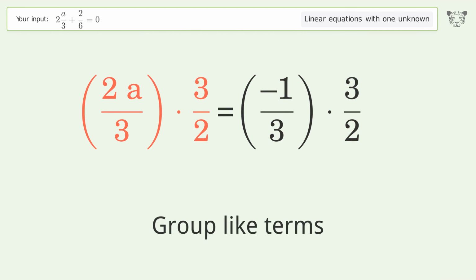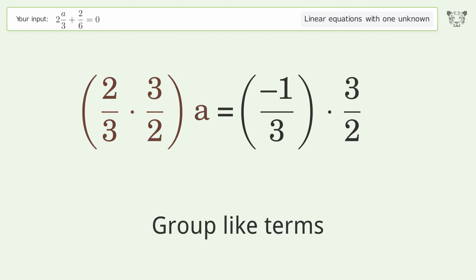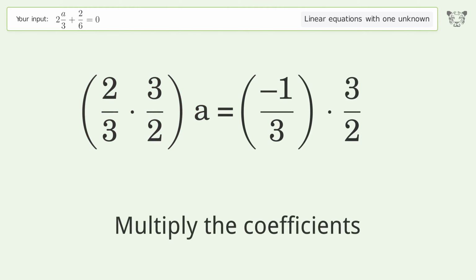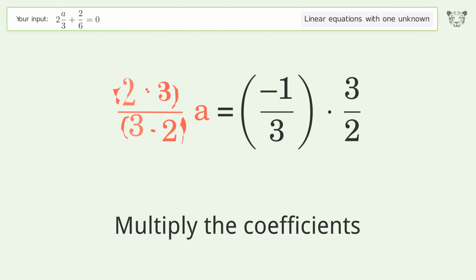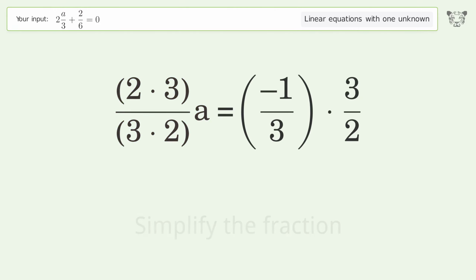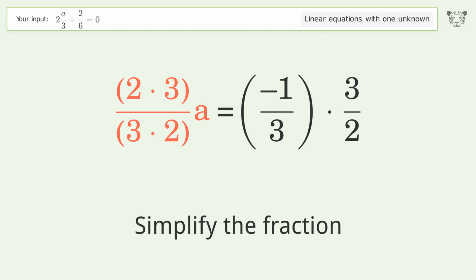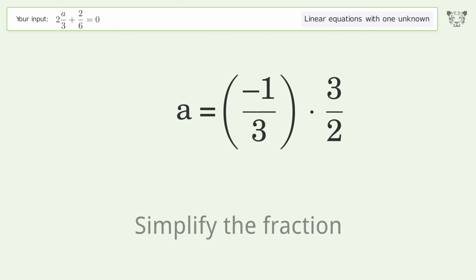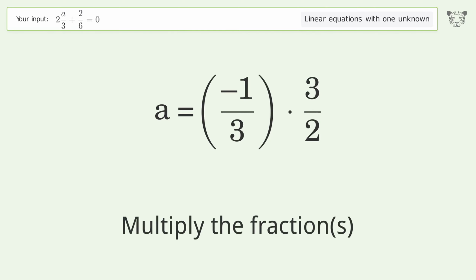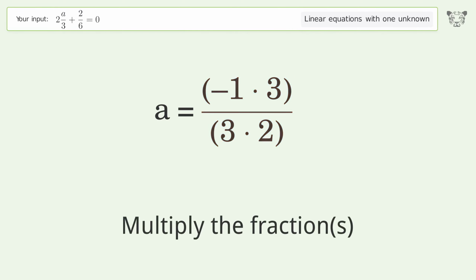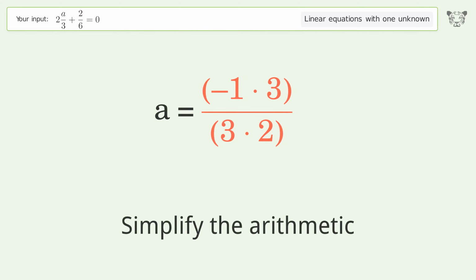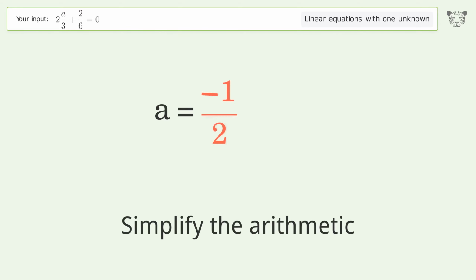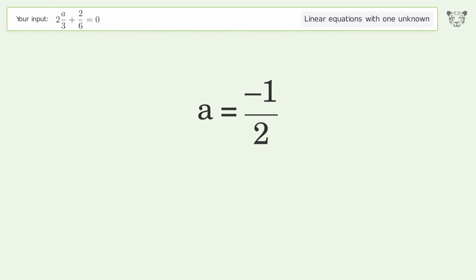Group like terms. Multiply the coefficients. Simplify the fraction. Multiply the fractions. Simplify the arithmetic. And so the final result is a equals -1/2.